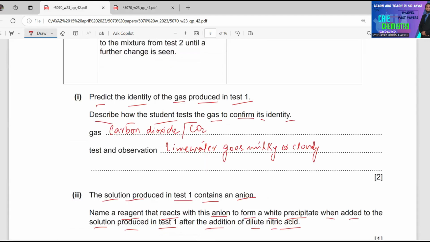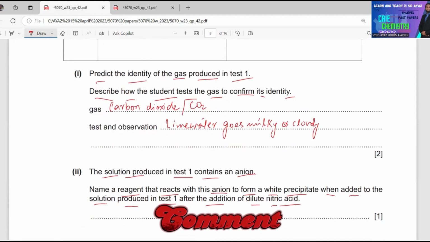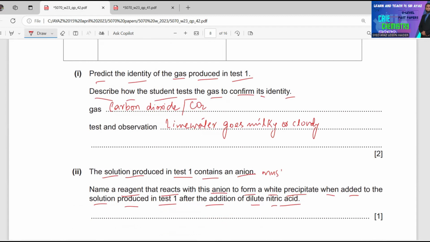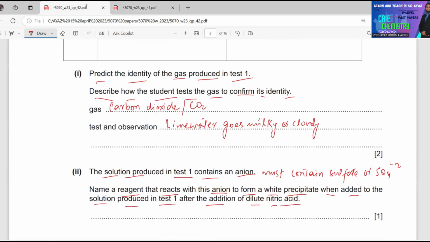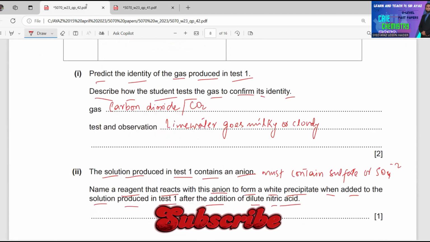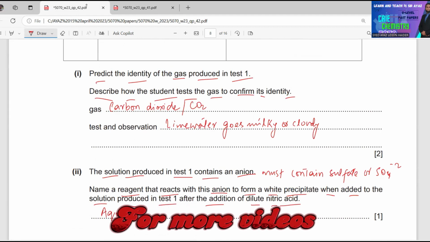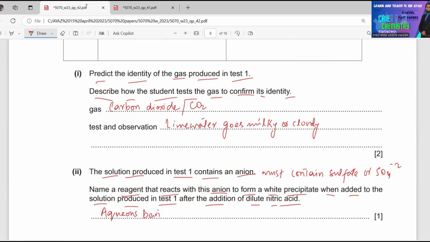So the solution must contain sulfate or SO4 2- ion. So the reagent must be barium nitrate in this case. So I will write barium nitrate, aqueous barium nitrate.